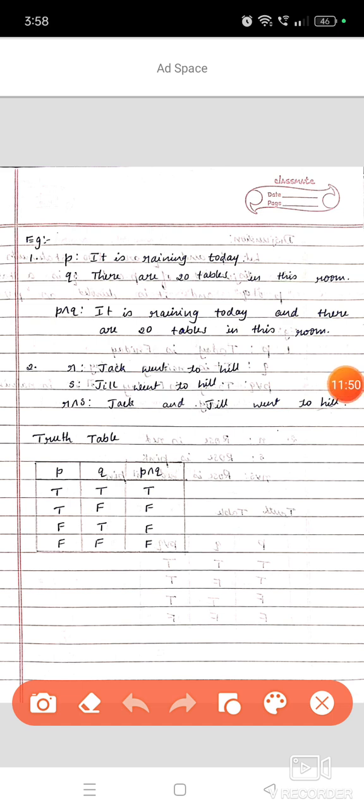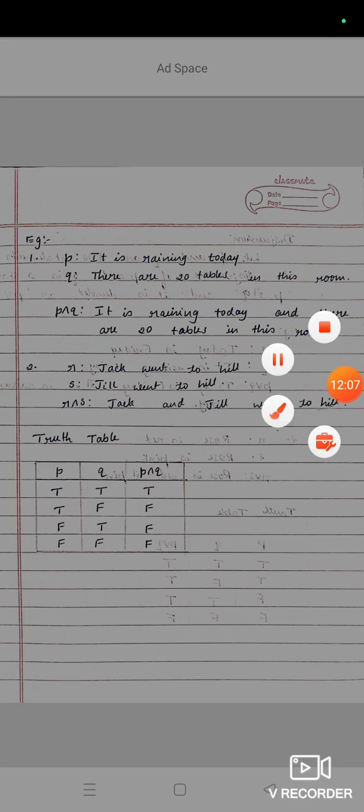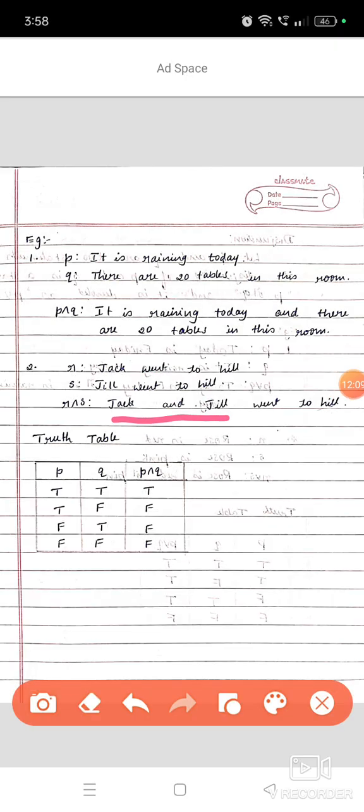Okay. Now one more statement. R: Jack went to hill. And S: Jill went to hill. Now R and S. How to write R and S? See the following statements after Jack and Jill. The following statements are the same: went to hill, went to hill. So what we'll do? We'll write and between the words Jack, Jill. Okay, Jack and Jill went to hill. These two are the examples for conjunction.